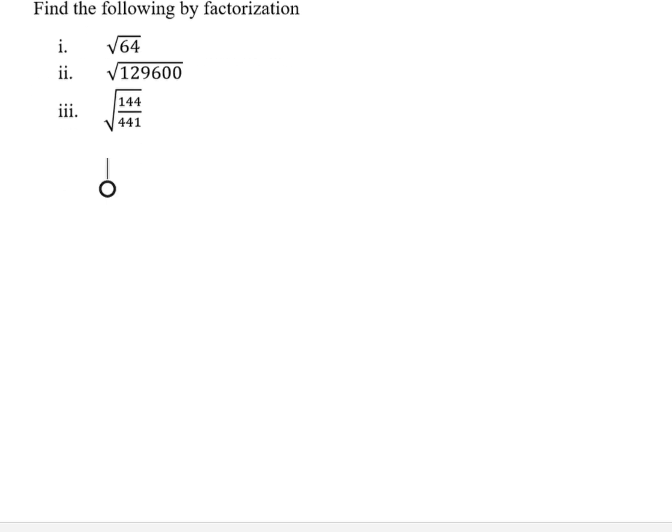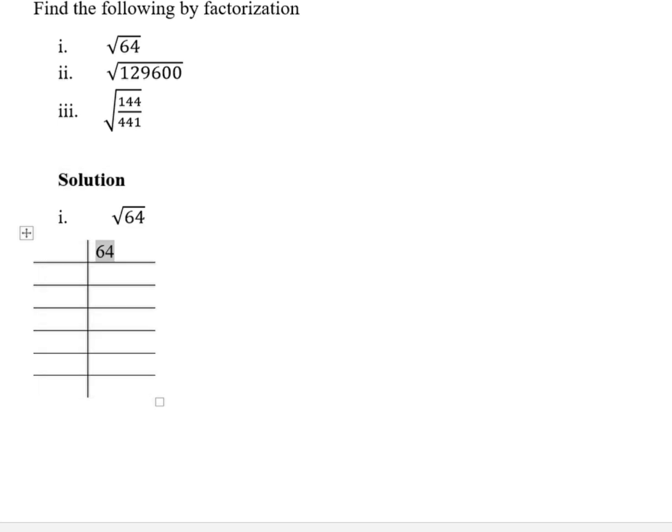We have examples here. The first one, we are looking for the square root of 64. We write 64 as a multiple of its prime factors. The least prime factor that can divide 64 is 2. So 64 divided by 2 gives us 32. 32 can also be divided by 2, so divide by 2, you get 16.